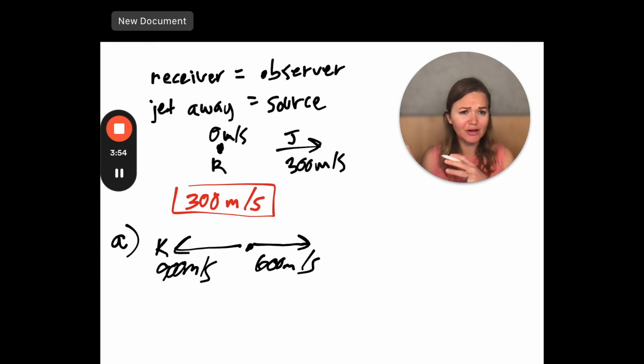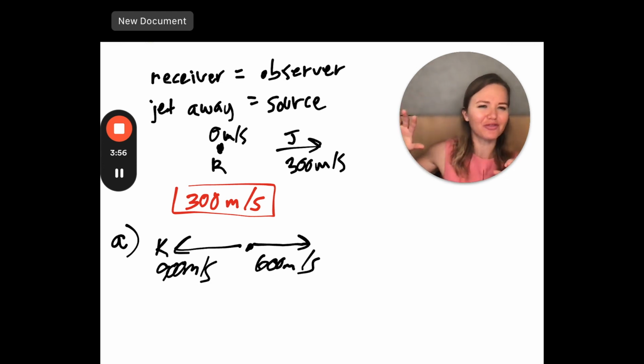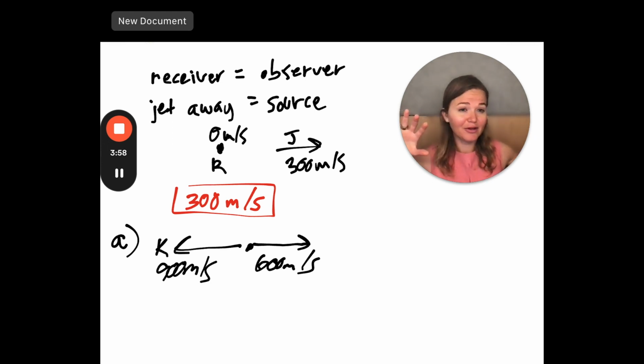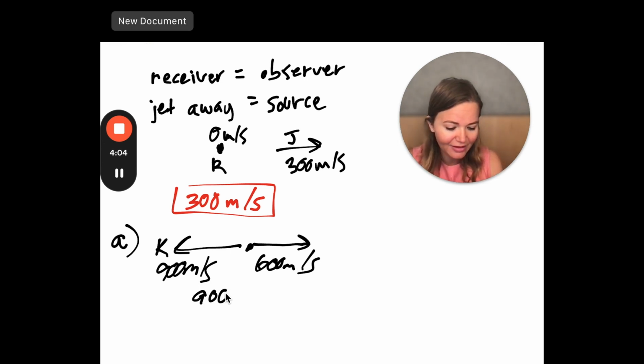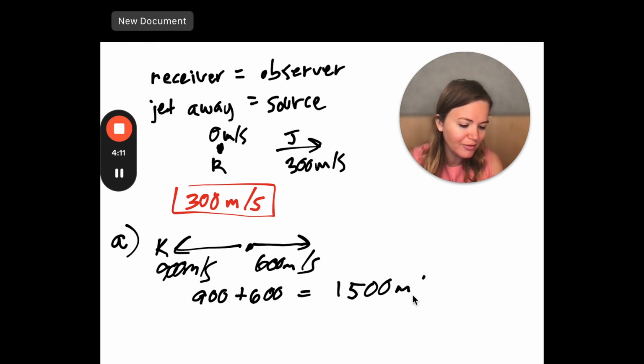So one's going 900 meters per second, we're going to say to the left arbitrarily, and one's going 600 meters per second to the right. So what's our total relative motion? Well, since they're in opposite directions, you're going to add them, right? So 900 meters per second plus 600 meters per second gives me a total relative motion of about 1,500 meters per second difference between our source and our receiver.